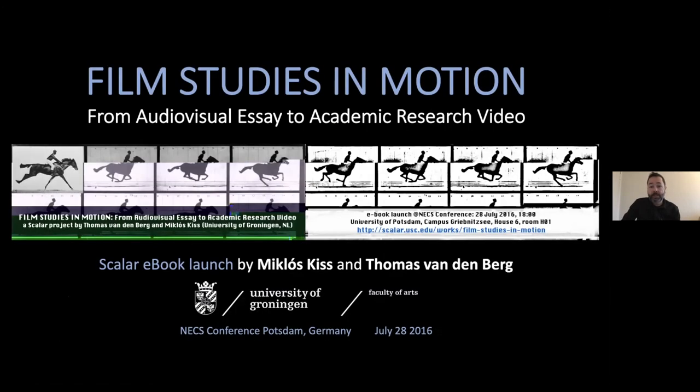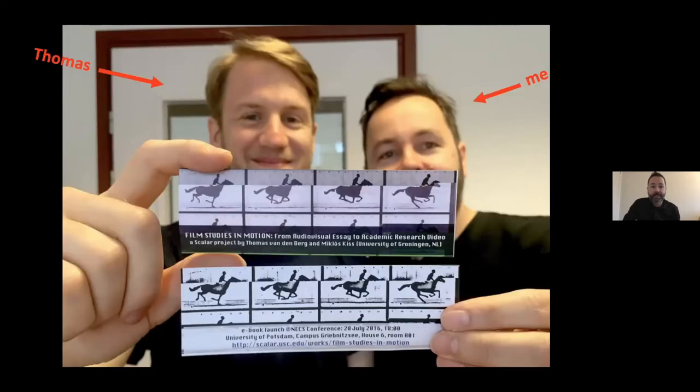So here's the launch, and I think you've been there, Jeroen, in 2016, I believe, in Potsdam. It was launched on 16 July in Potsdam during the NECS conference, and that was my opening slide there. And well, this is Thomas and me making a flyer to advertise this. So it's nice to see, of course. Also, it's shocking how much you get older in 6 years.